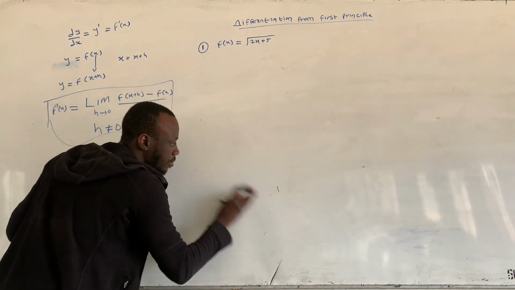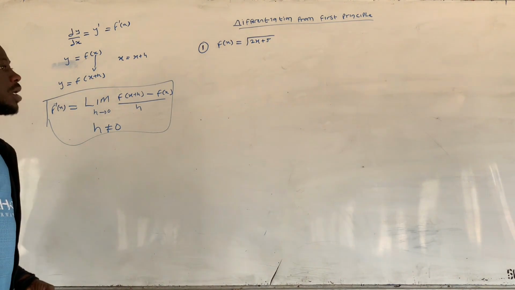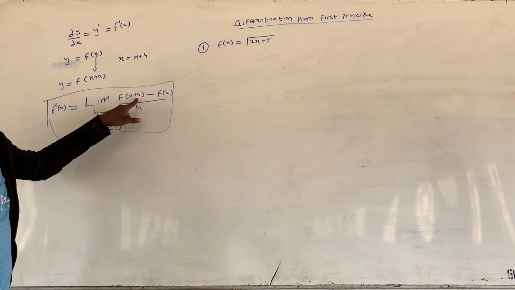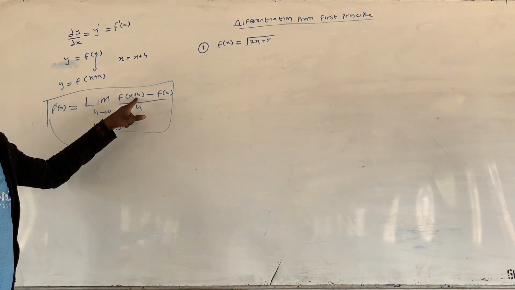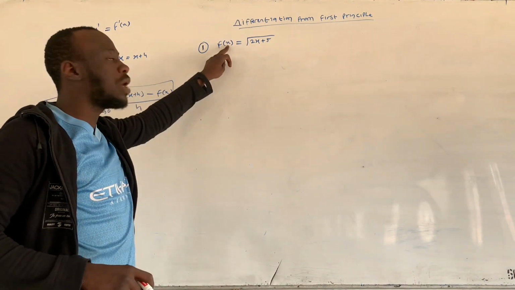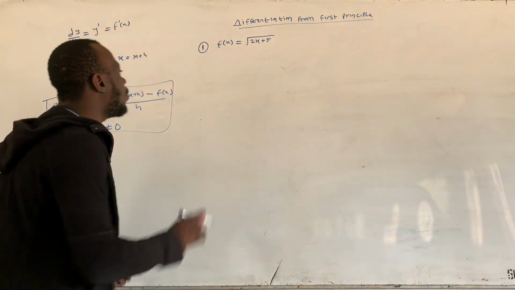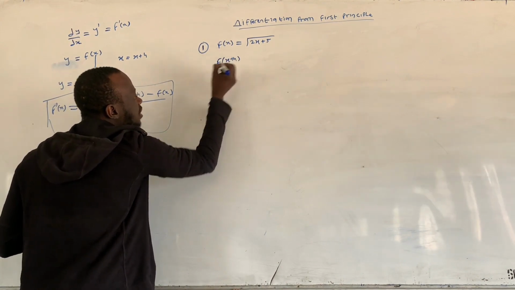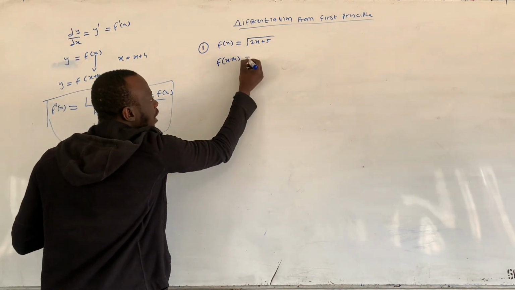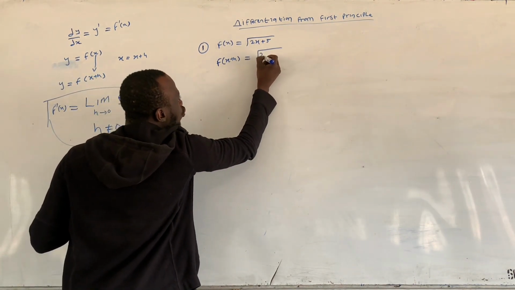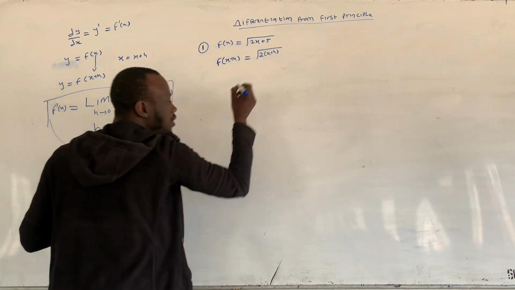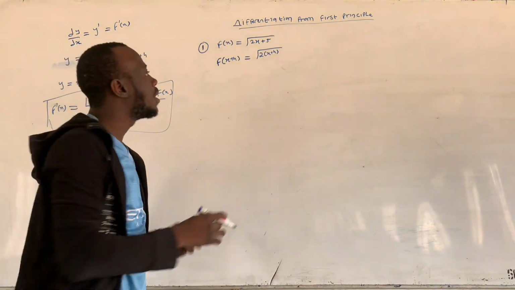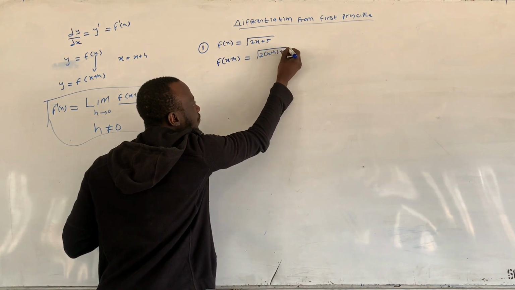So now remember the first step is to find f of x plus h. Then we apply our formula. To find f of x plus h, whenever we find x, we have to add h to it. Now we say f of x plus h in this case is equivalent to root 2 bracket x plus h. Remember, we are to replace x with x plus h. Then plus 5.